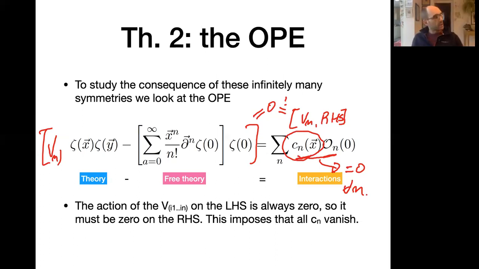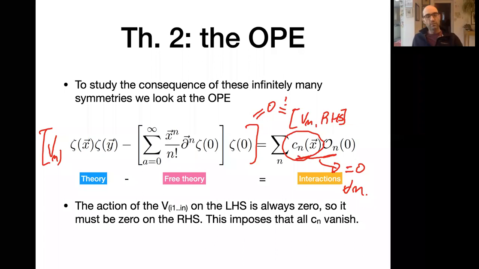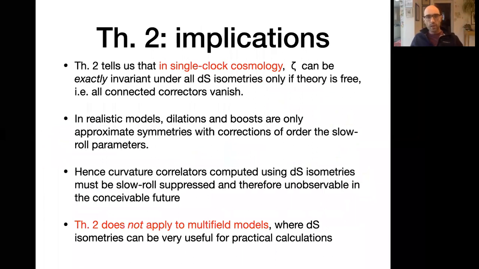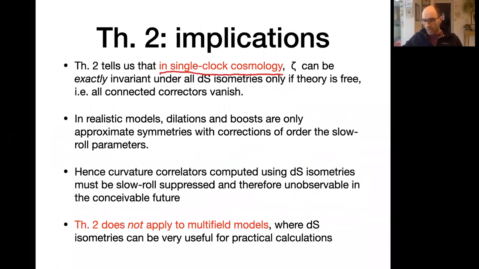So what this proves is that if you really care about cosmology, single field cosmology, and making predictions for correlators of zeta, and you want to get something that is not zero, you cannot use the de Sitter isometries in single clock cosmology, which I stress. If you are in multi-field models, then those methods are still useful because the soft theorems that I used before do not apply. It is true that in realistic models, dilations and boosts are approximate symmetries, so they're slightly broken. So it is possible that you work in quasi de Sitter and you get non-Gaussianities that are small, of order slow roll. But you can never get something which is of order 1 or of order 10. You're always going to get something which is slow-roll suppressed.